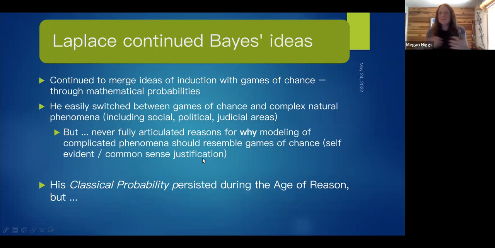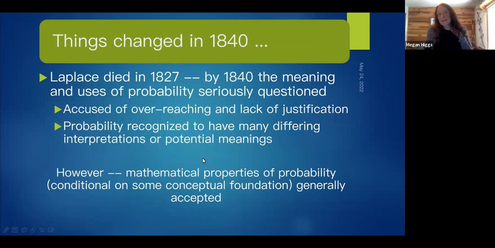But his book, Classic Probability, persisted through that age of reason. But then he died in 1827, and basically by 1840, the meaning and uses of probability were seriously questioned again. So it was kind of upended. He was accused of overreaching, of lack of justification, and probability was again recognized as having a lot of different interpretations and potential meanings.